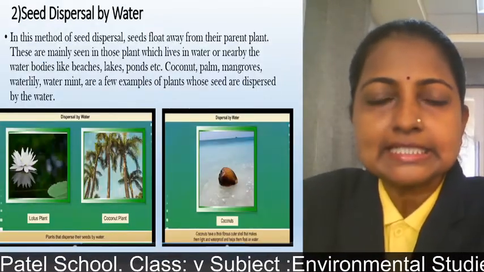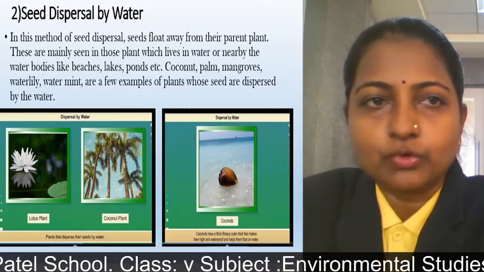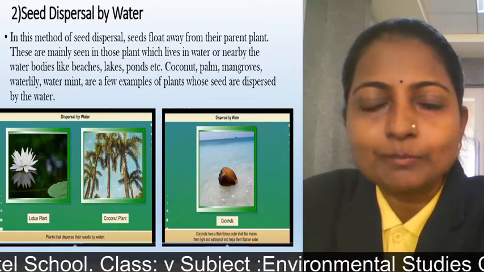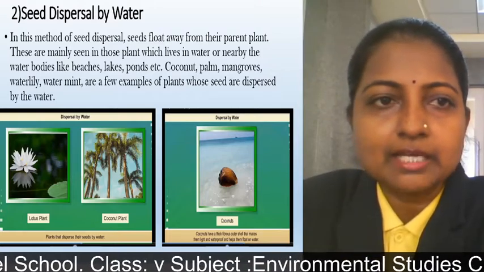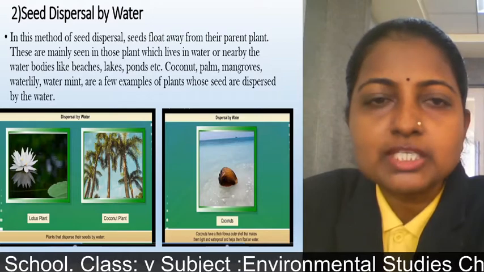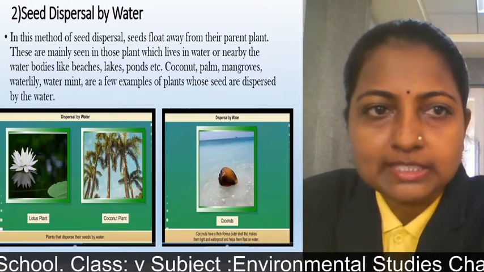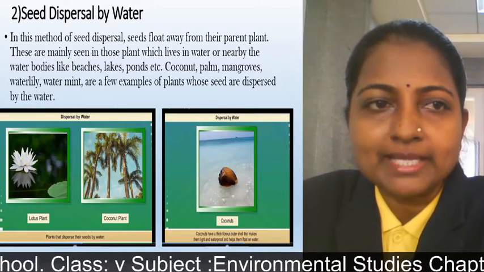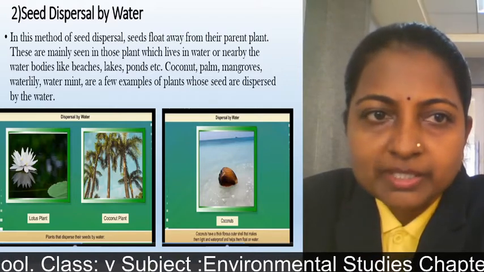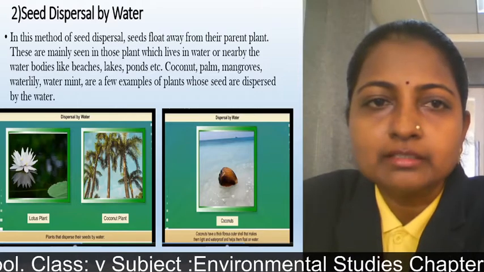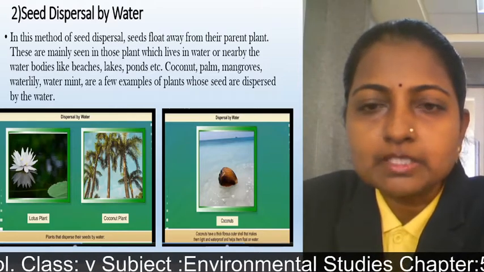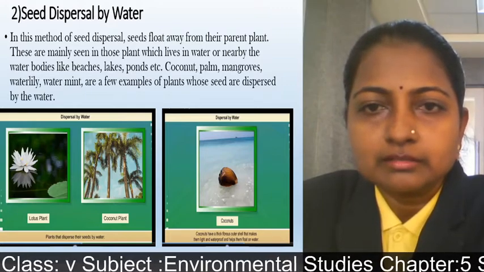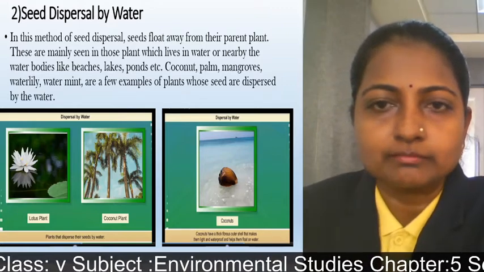Now we will see seed dispersal by water. In this method of seed dispersal, seeds float away from their parent plant. These are mainly seen in those plants which live in water or nearby the water bodies like beaches, lakes, ponds, etc. Coconut, palm, mangroves, water lily, water mint are a few examples of plants whose seeds are dispersed by water. You can see it in the picture also. Coconut seed dispersal takes place through water.